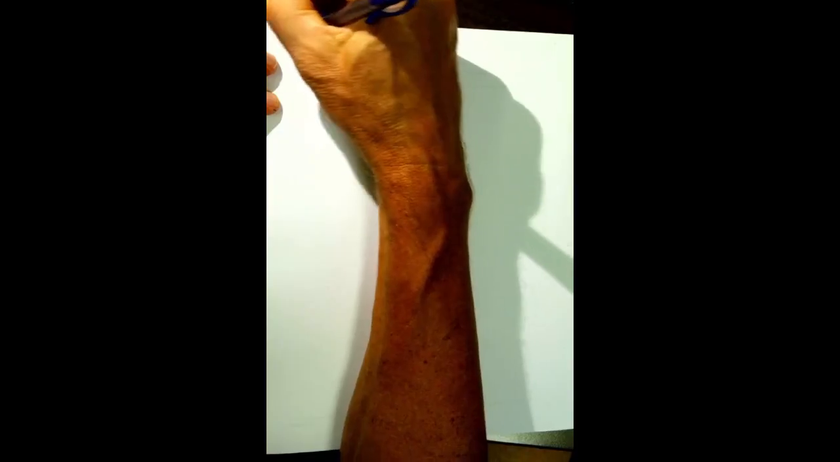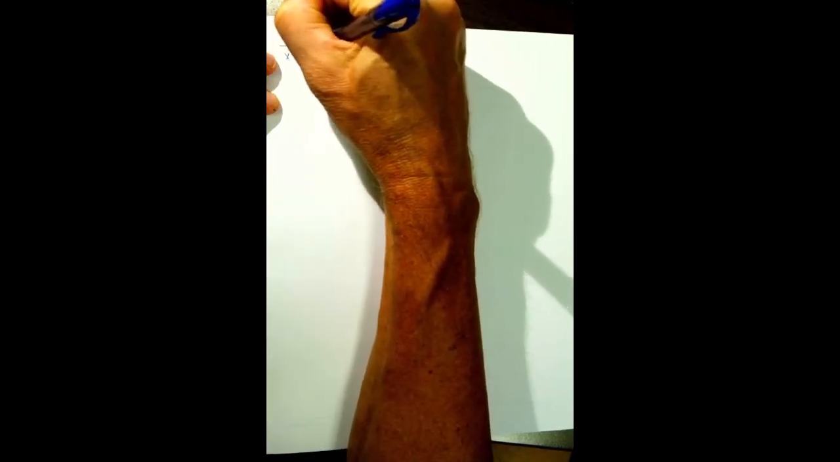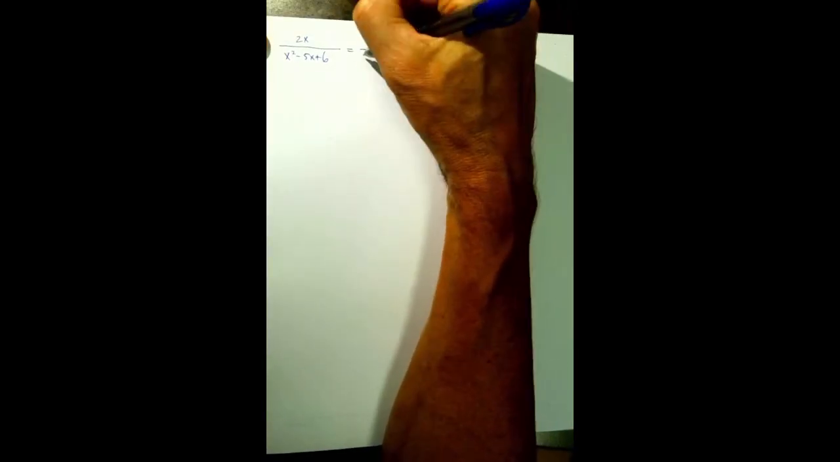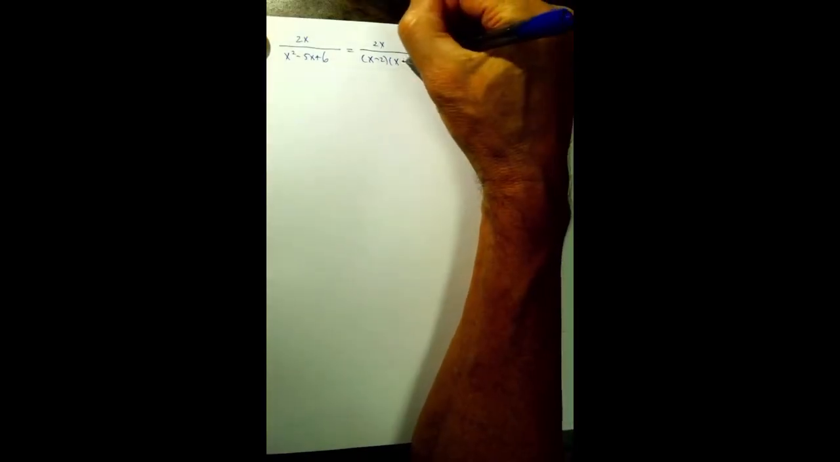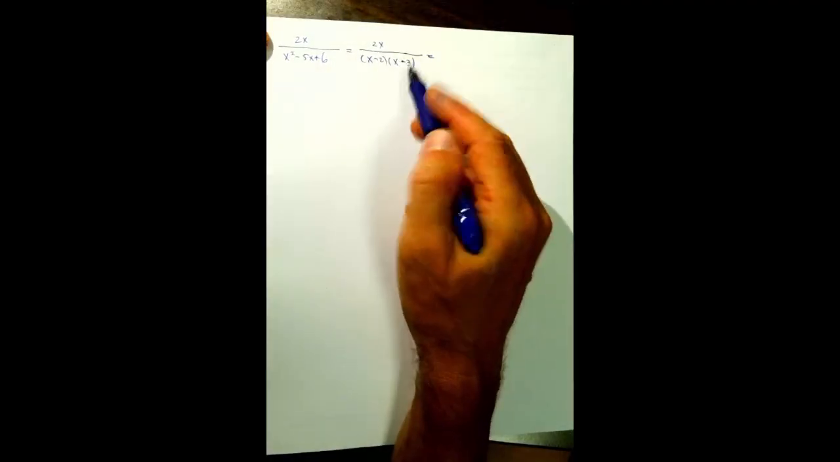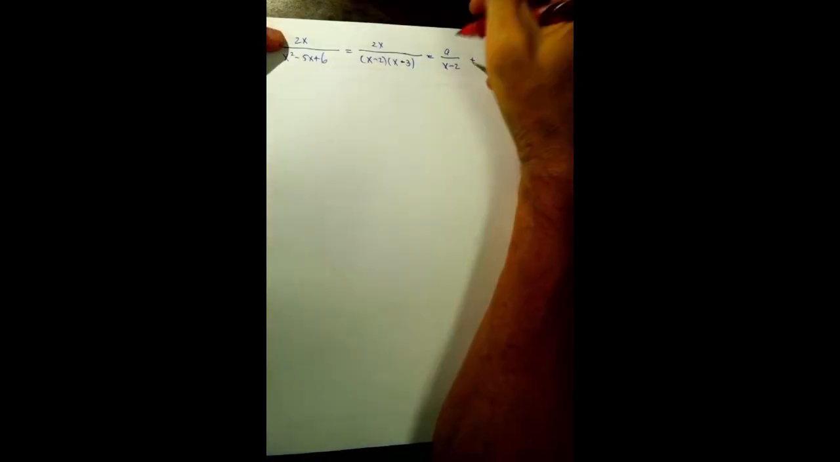So suppose we have 2x over x squared minus 5x plus 6. I'm going to factor the denominator. We already know, be careful, that is x minus 2 times x minus 3. And of all the things that have a common denominator of this, it's going to be something over x minus 2 plus something over x minus 3. Now the question becomes: what is A and what is B?